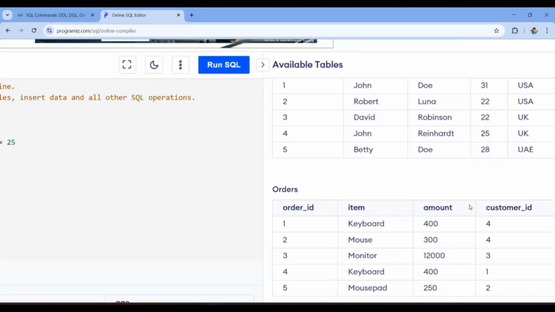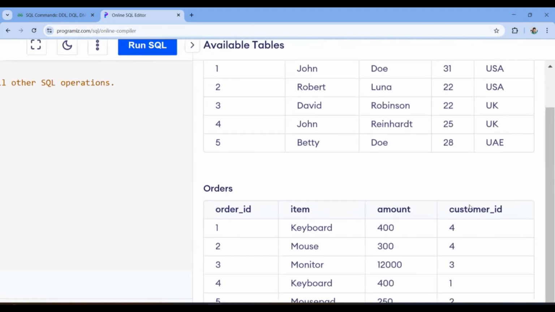I don't know how to make both of them in single. Okay.